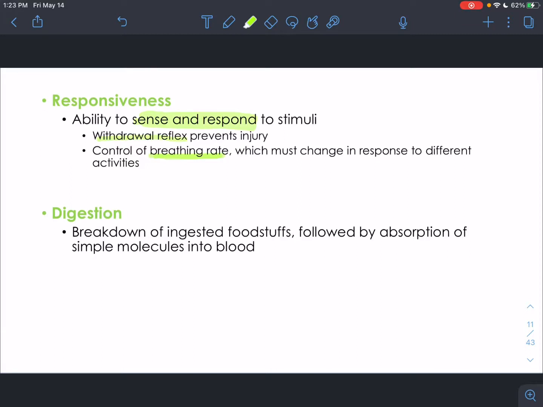Digestion obviously is important because we ingest food, but we need to be able to absorb the simple molecules into our blood. Obviously, that's important because that's what's going to give us the energy and the nutrients that our cells need to survive.